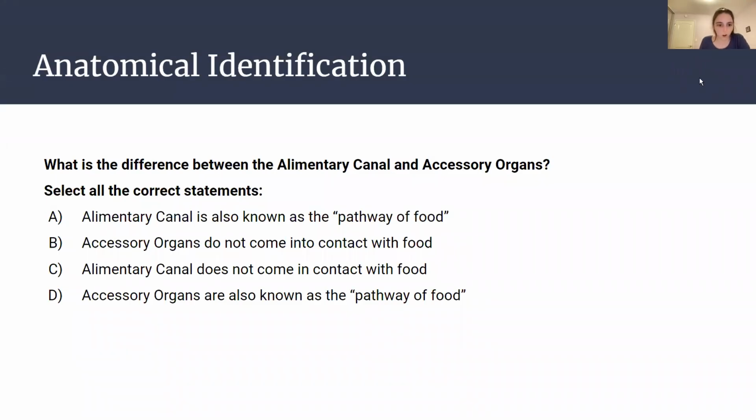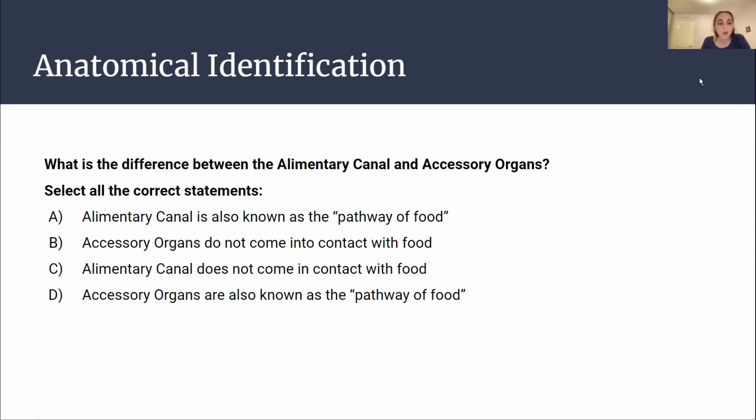So I have a question for all of you. This is more about anatomical identification of the digestive system, and it's more of a vocabulary question too. So I want to ask you all, what is the difference between the alimentary canal and the accessory organs? And this is a select all that apply question. So think about the definition of the alimentary canal, think about the definition of accessory organs, the identification, what they are, and then think about their role in the digestive system. I'll give you guys about 30 seconds. Select all the correct statements.